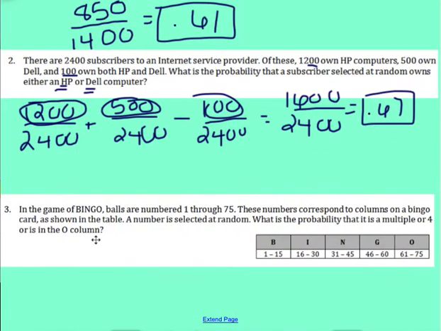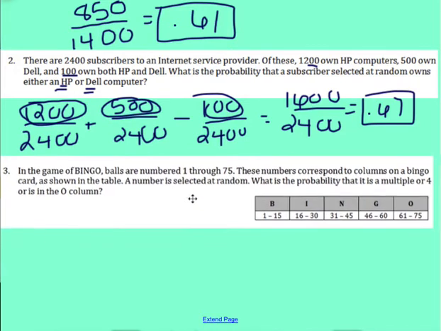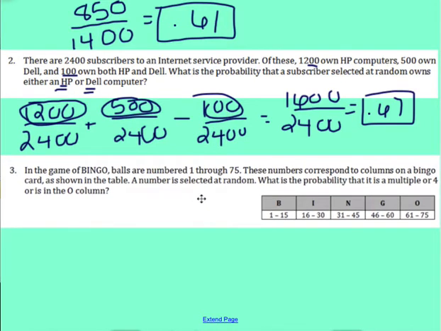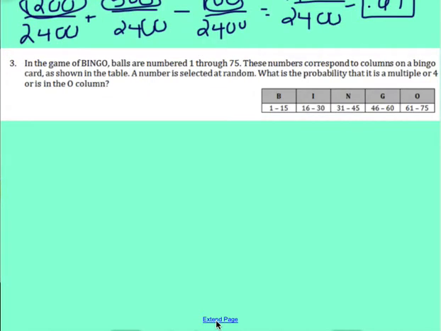Let's take a look at number 3. In the game of bingo, balls are numbered 1 through 75. These numbered balls correspond to columns on a bingo card as shown in the table. A number is selected at random. What is the probability that it is a multiple of 4 or is in the O column? So let's go ahead and take a look at that.